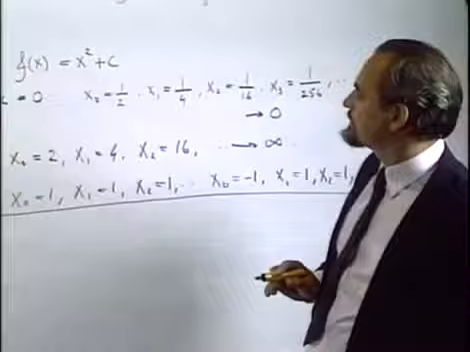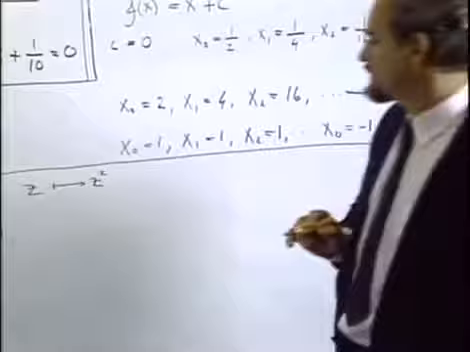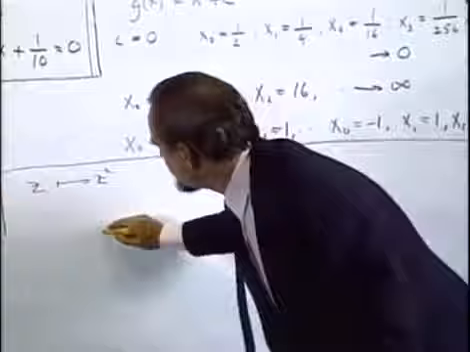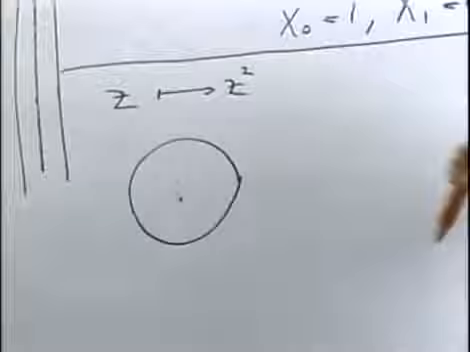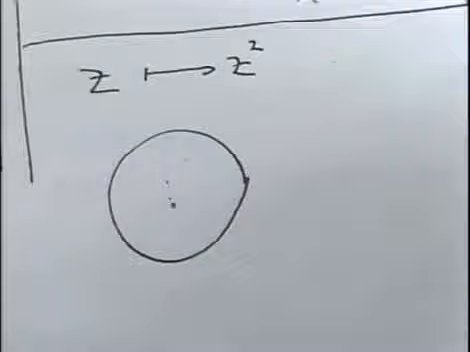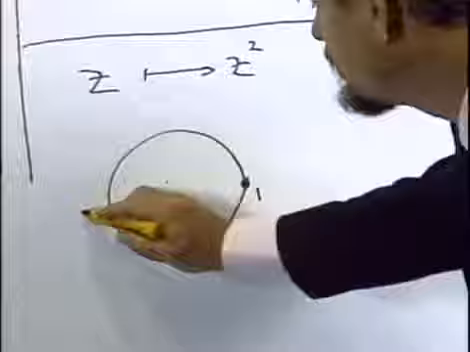Well, under the mapping z gives z squared, it's fairly easy to see what happens. All the points inside the closed unit disk under iteration converge to 0, and all the points outside the closed unit disk converge to infinity. Of points on the boundary of the unit disk, the behavior can be very much more complicated. We saw what happens at 1 and at minus 1. We saw that in these examples.